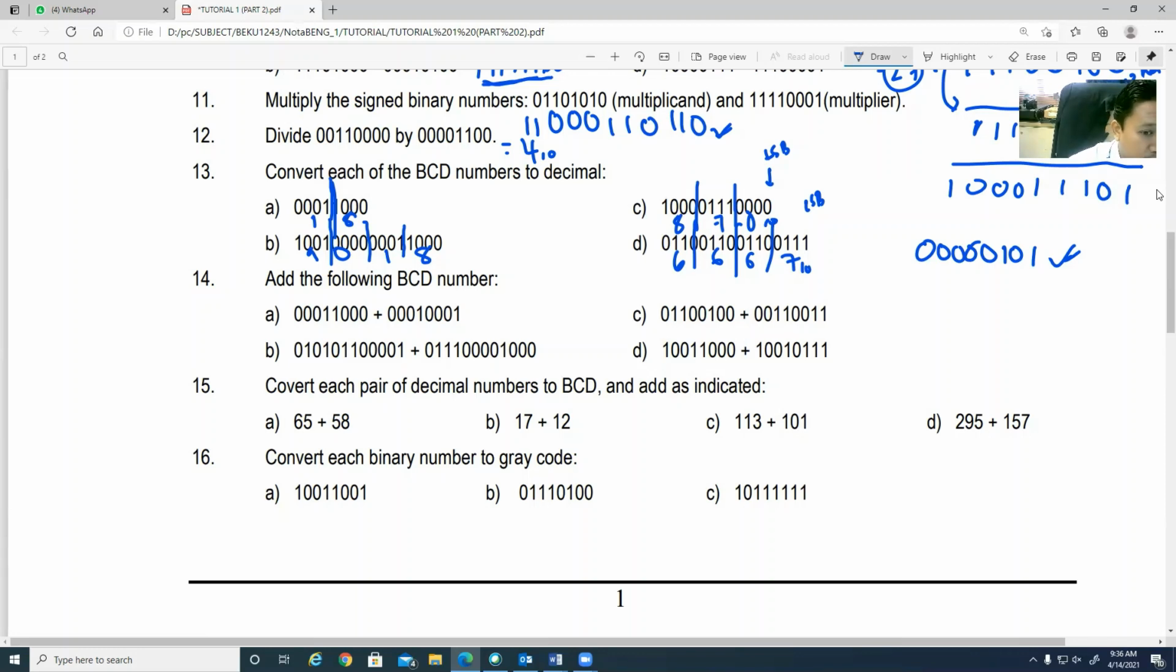So that is question 13. Now go to question 14. Question 14 is to add the following BCD numbers. So just add as usual, but if the number is more than 9, you have to add 0 1 1 0. Maybe I'll show some examples here.